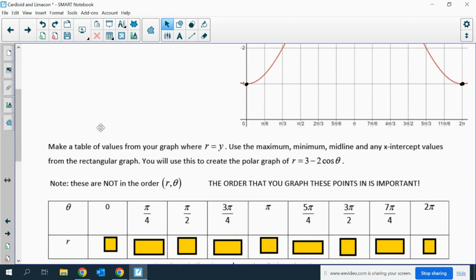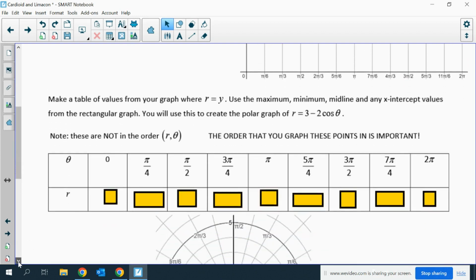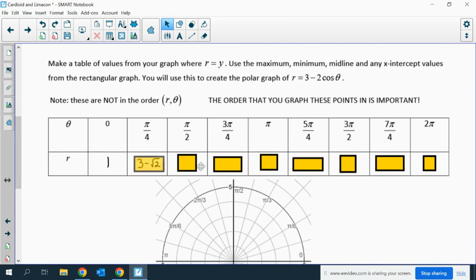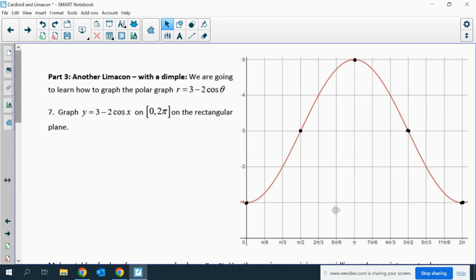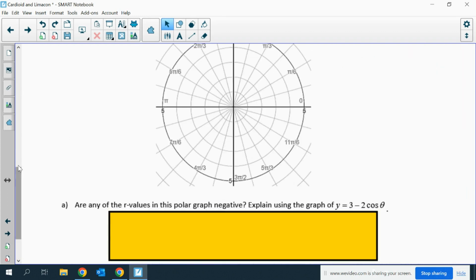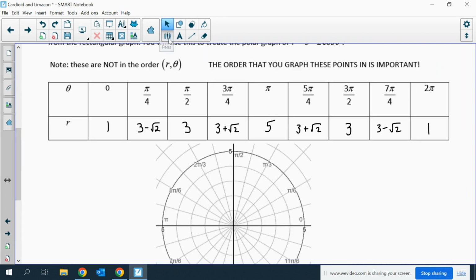I'm going to make a table of values again. Now notice that none of these values will be negative, and that makes sense because none of these values were negative. So we will quickly graph this, 1 comma 0, 3 minus root 2 is going to be somewhere around 1.6.